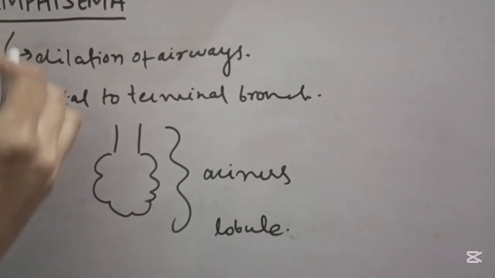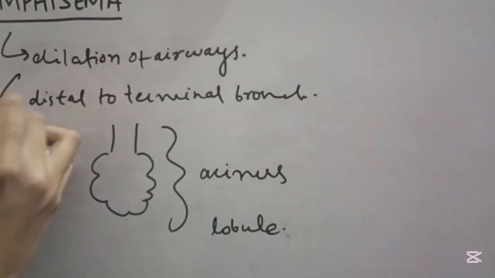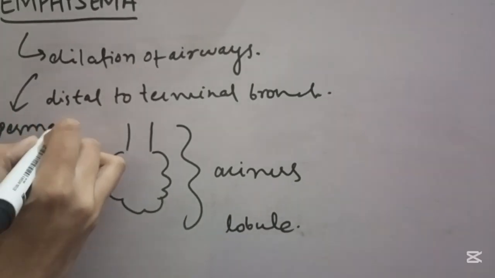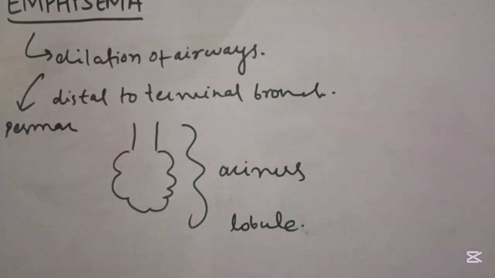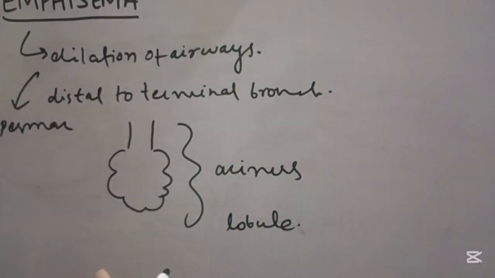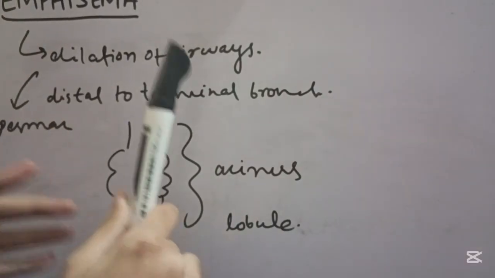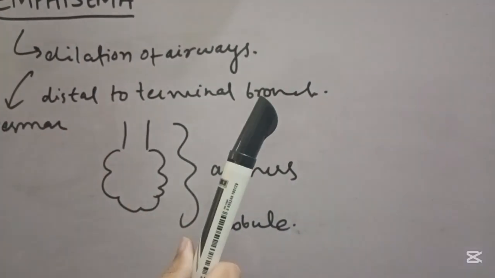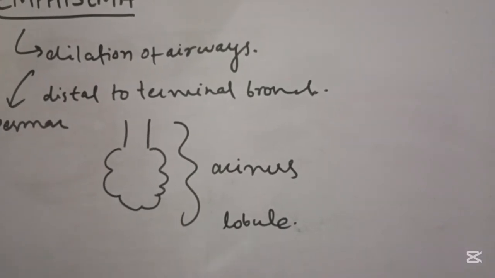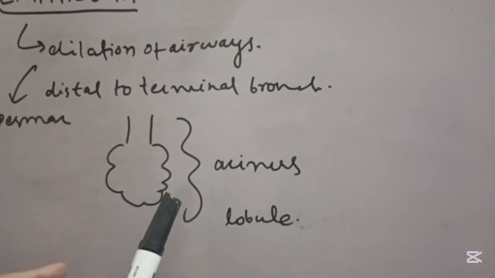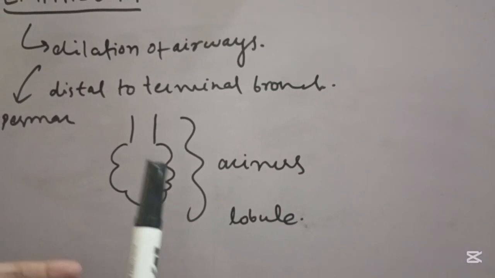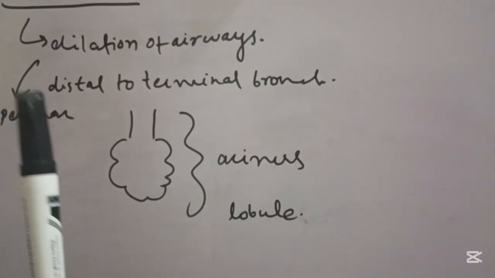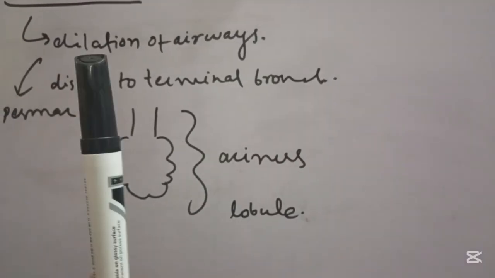So the dilation that occurs in emphysema is permanent. So emphysema is defined as permanent enlargement of airways that are distal to terminal bronchioles. And how does it occur? First there is destruction of the wall, and it is not followed by fibrosis. So in emphysema, no fibrosis occurs.